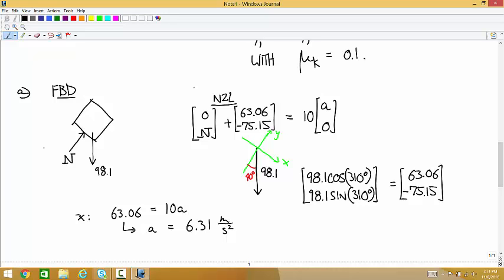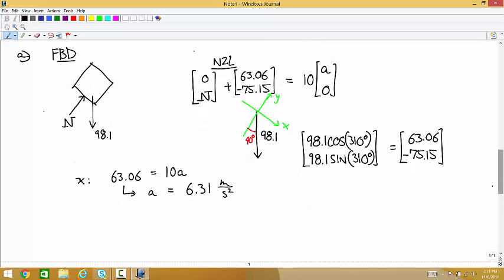And then in this particular problem, I guess I did ask for that force. So the acceleration vector is this thing. All we have to do is plug in the variable. And so the acceleration vector is 6.31 in the x direction, 0 in the y direction, in meters per second squared.